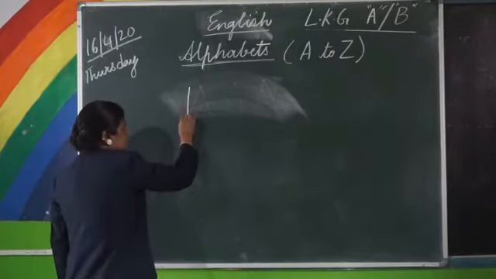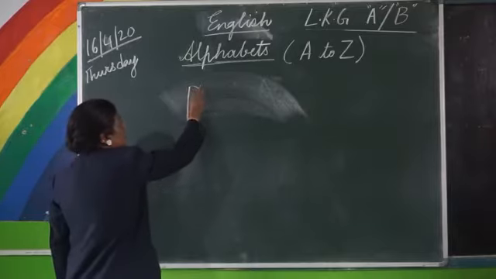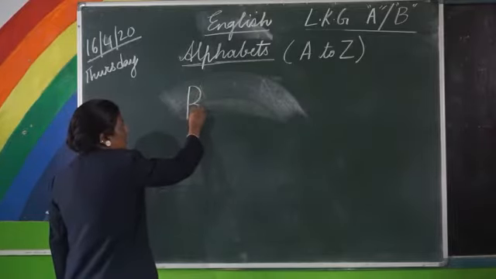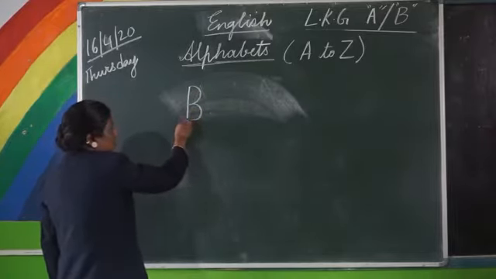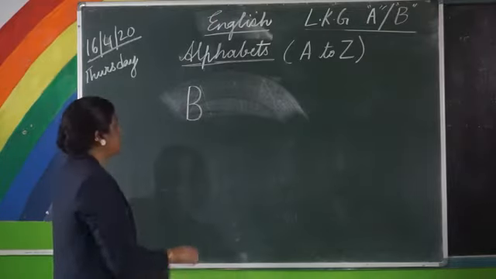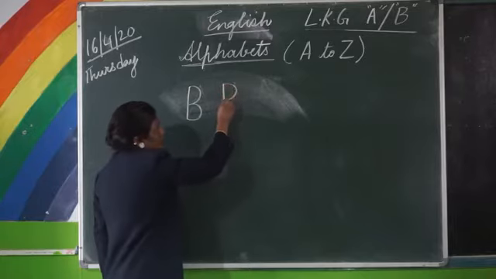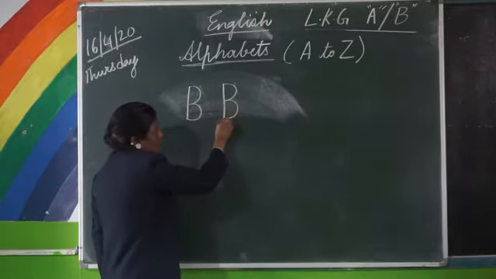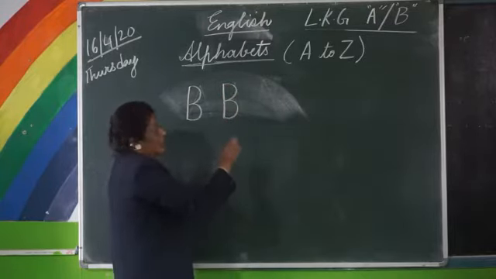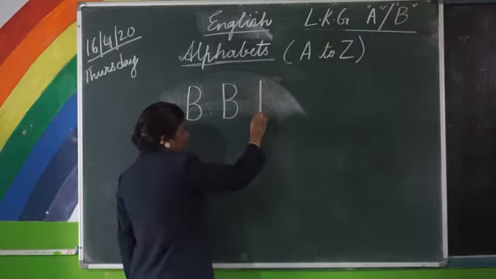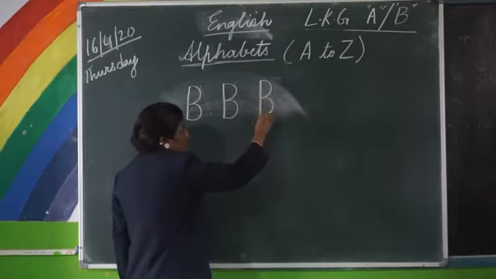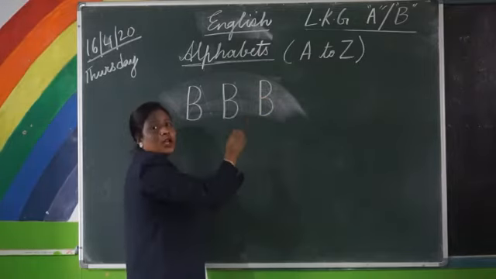A standing line, a curve, another curve, makes letter B. A standing line, a curve, another curve, makes letter B.